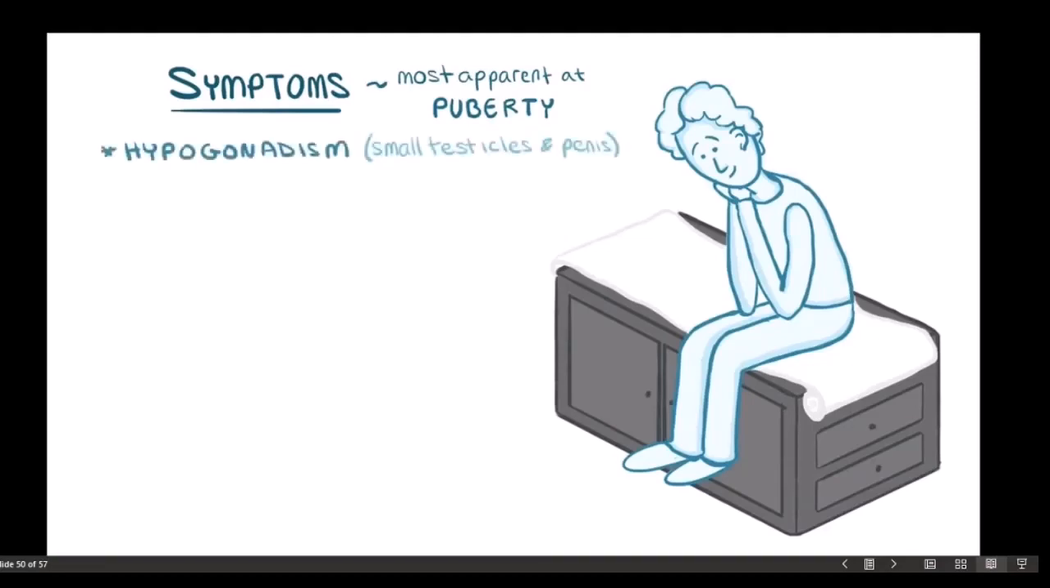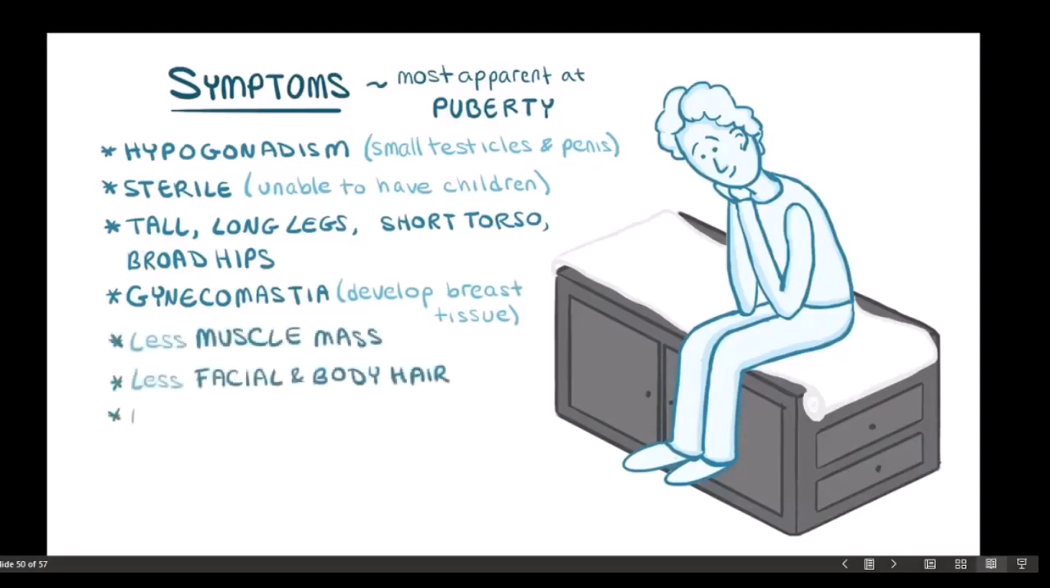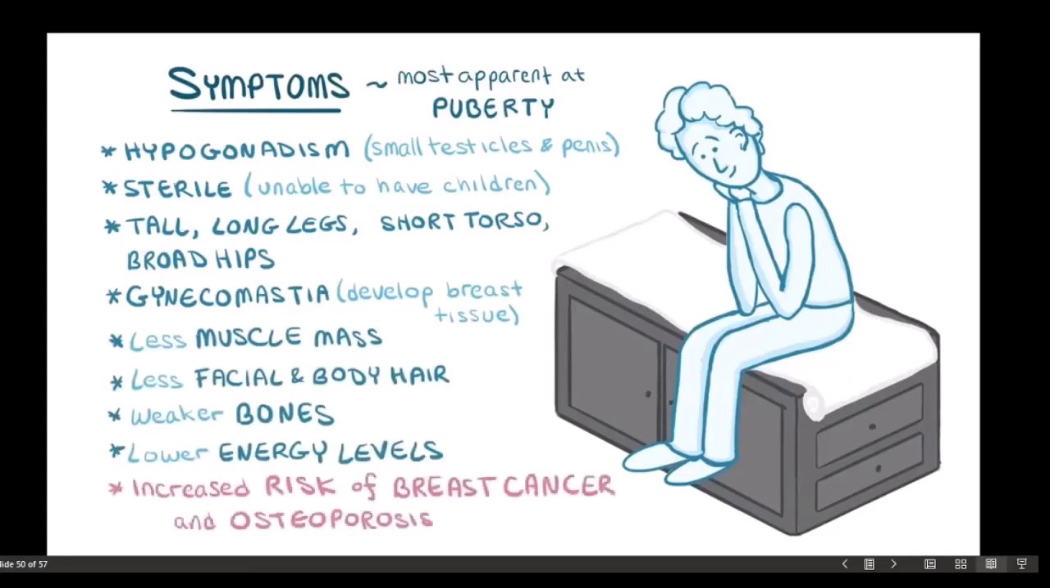These are the following symptoms: hypogonadism, in which case people having this syndrome have small testicles and penis, and they are sterile or unable to have children. Then they are tall, they have long legs, a short torso, and broad hips. Then they also have gynecomastia, which is the development of breast tissue. Then they have less muscle mass, less facial and body hair, weaker bones, lower energy levels, and because of the development of breast tissue, there is an increased risk of having breast cancer and osteoporosis. And usually they may live as men because genetically they are men, they have the X and Y chromosome, or they may also develop atypically or non-conforming.